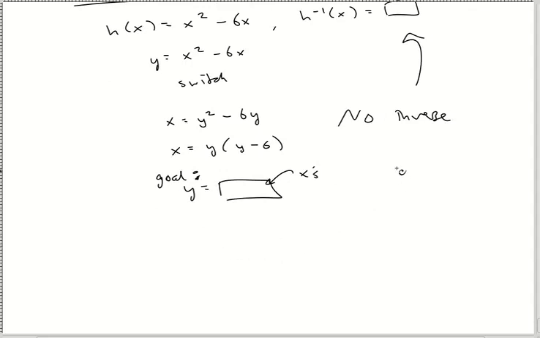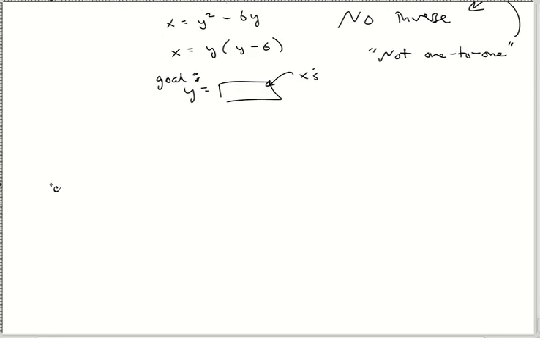Some other language that they'll use whenever you have no inverse, they're also going to be using this "not 1-to-1," okay? Now, what they're trying to say here is no inverse. That's what they're really trying to get at. You have to have a set of points that are 1-to-1 in order to have an inverse possible. It's just another way to say no inverse, okay? So if you have 1-to-1, then you could have an inverse, okay? All right, keep moving.